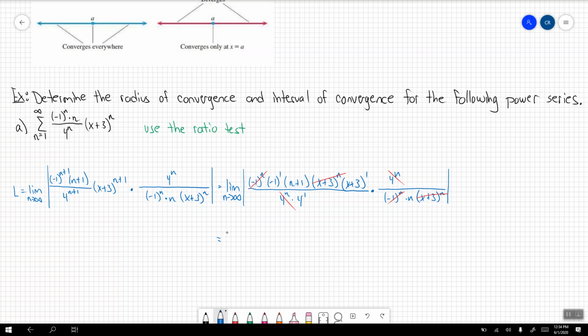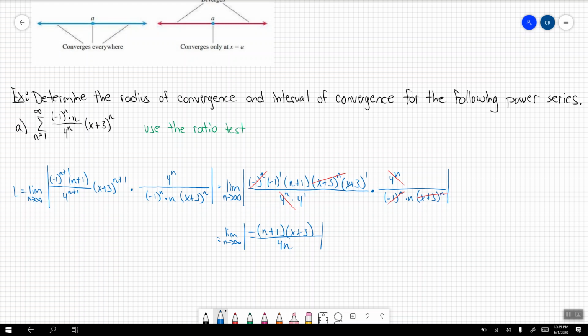So I'm going to rewrite what I have here. So the limit as n tends to infinity, and this is going to be for the absolute value of this initial piece here, which is going to be negative because of this negative 1, multiplied by n plus 1 times x plus 3. All divided by 4 times n. Nice. That doesn't look too bad at all.